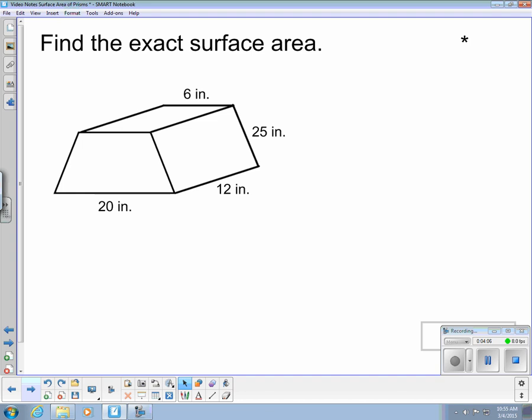So pause the video, work this problem. Let me remind you, you're going to need the height of the trapezoid. You don't have that. You do have the height of the prism, which is the 12, and you're going to need to find all that information. Make sure you show all your base work. Make sure you show your surface area formula and all the information plugged into there. So pause the video and do that problem.